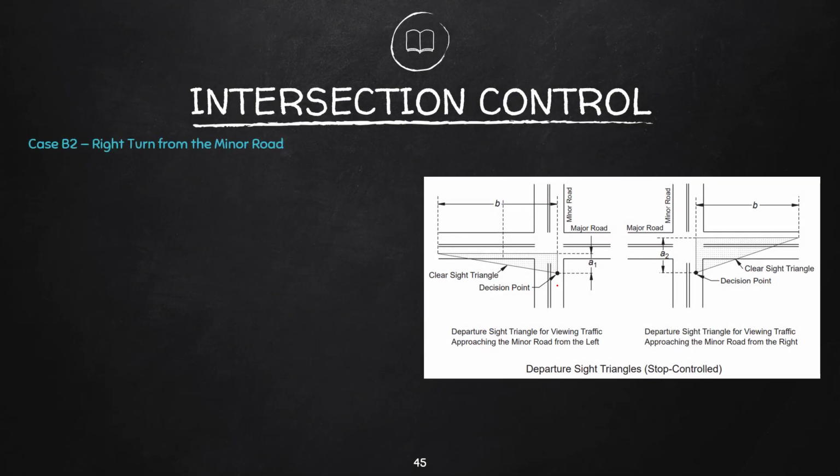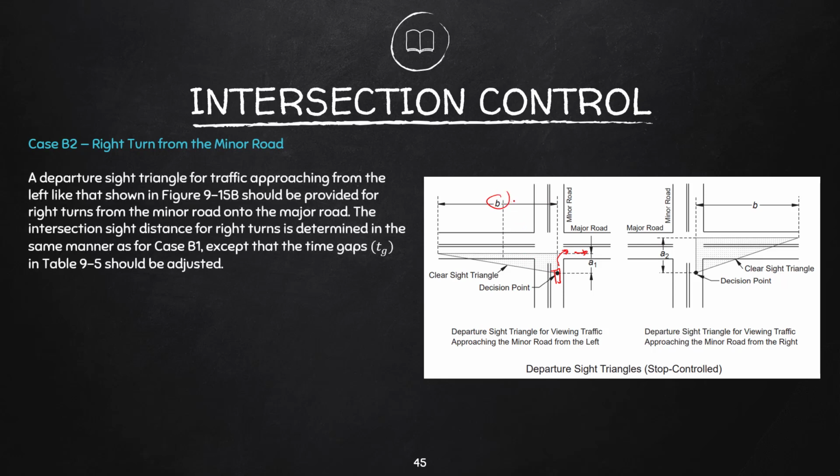We will now move to case B sub 2 or B2. Right turn from the minor road. So basically, we will be considering this part. So if this is the car, we will move to the right. For the right turn, we will need to have this one as our intersection sight distance. Okay?